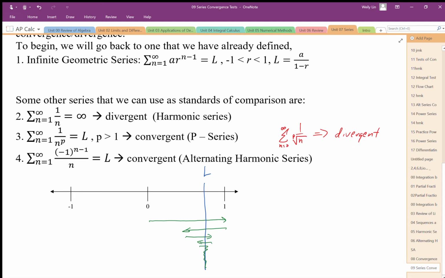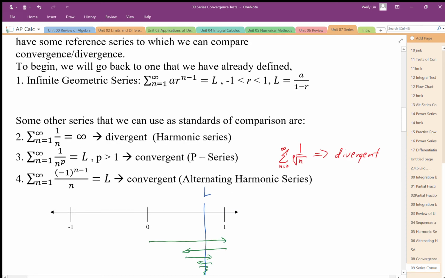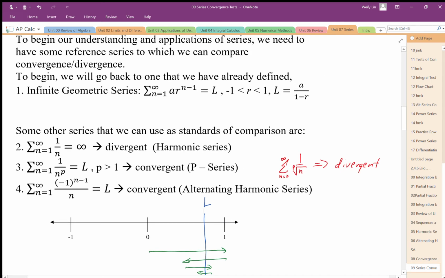So these are some established standards. These are very important because they are the standards to which we can relate other series. Our infinite geometric series converge when r is between -1 and 1. The harmonic series is a boundary series where things that converge are going to have more powerful numerators, for example when p is bigger than 1, and they're going to diverge when the numerator is less powerful, or p is less than 1.